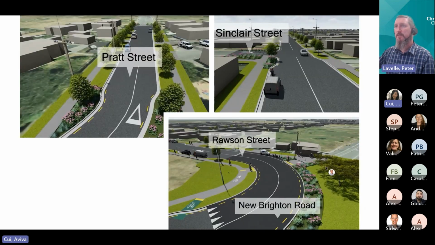please. Again, here's a couple of images of Rawson Street and Pratt Street. Let's see, Pratt Street with the cul-de-sac at the end, mid-block along Rawson Street on the top, and then down the bottom is that disconnection of New Brighton Road onto Rawson Street, which maintains a walking and cycling connection onto New Brighton Road. So at least you'll still be able to walk and cycle along the river and connect into the new traffic signals at the CV Hawks intersection.